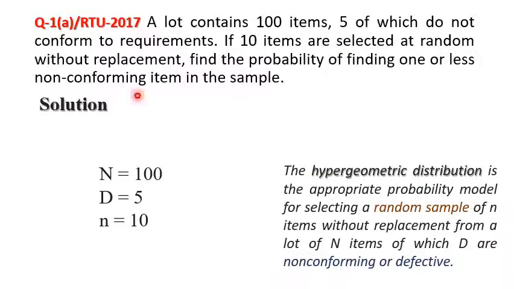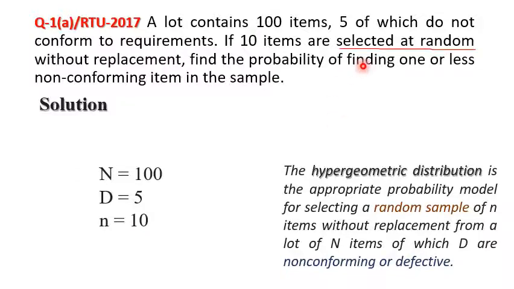So the given question is like this: a lot contains 100 items, five of which do not conform to requirements. If 10 items are selected at random without replacement, find the probability of finding one or fewer non-conforming items in the sample. So here it is given that a lot contains 100 items, so N is 100. Five of which do not conform means they are the defective items, so D is 5. And if 10 items are selected at random without replacement, our sample size is 10, so here n is 10.